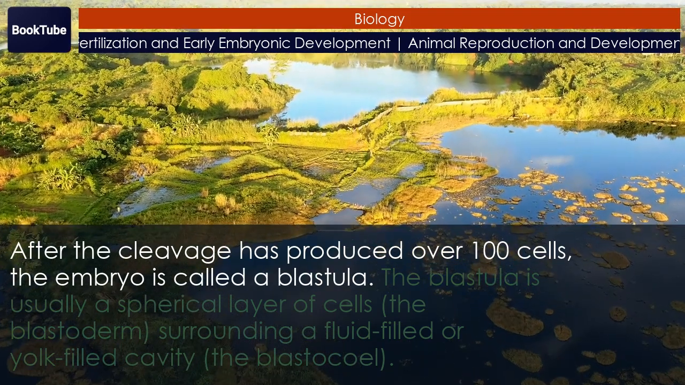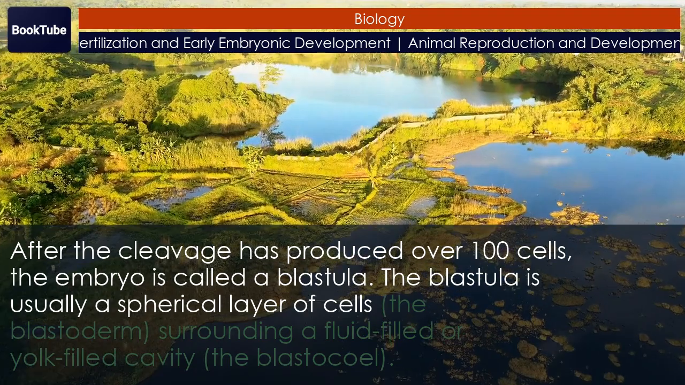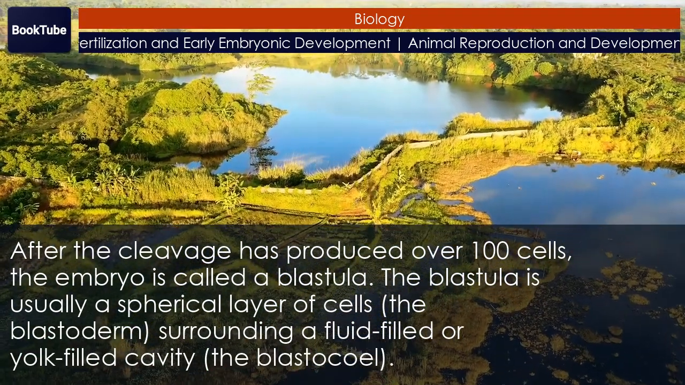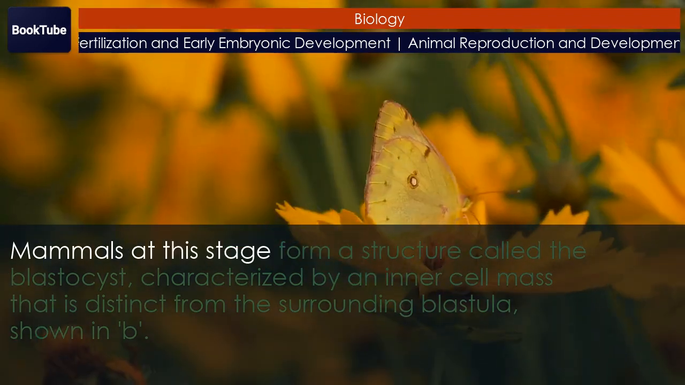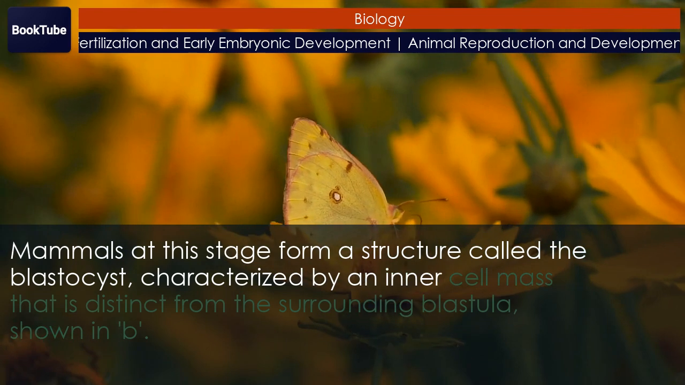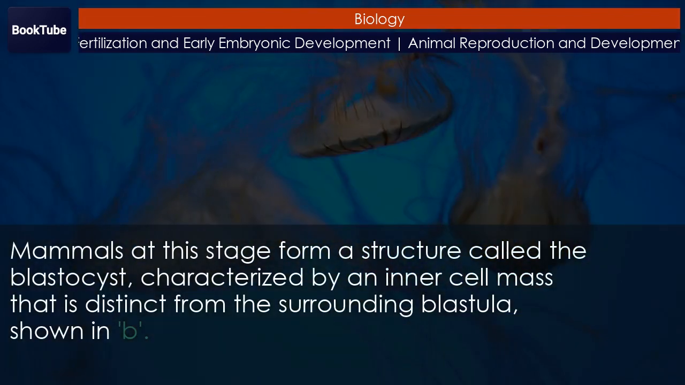The blastula is usually a spherical layer of cells, the blastoderm, surrounding a fluid-filled or yolk-filled cavity, the blastocele. Mammals at this stage form a structure called the blastocyst, characterized by an inner cell mass that is distinct from the surrounding blastula. Shown in B.